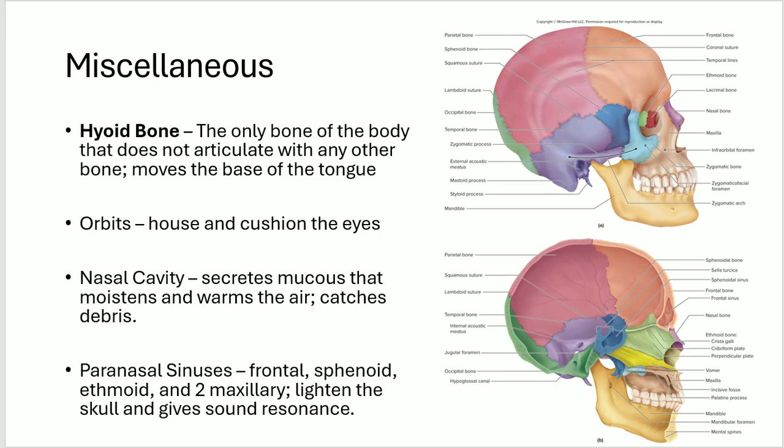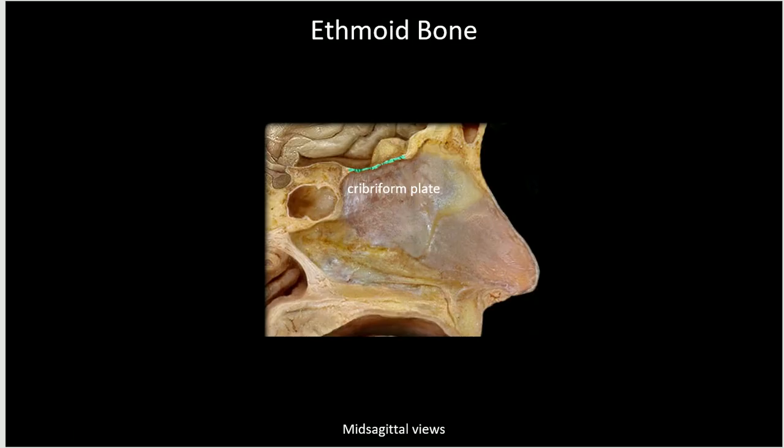And then we have the paranasal sinuses. Frontal, sphenoid, ethmoid, and 2 maxillary. They actually lighten the skull and they give sound resonance. So what that means, that can actually change the sound of your voice. So paranasal sinuses. Remember that. Lighten the skull, give sound resonance, ability to change the sound of your voice.